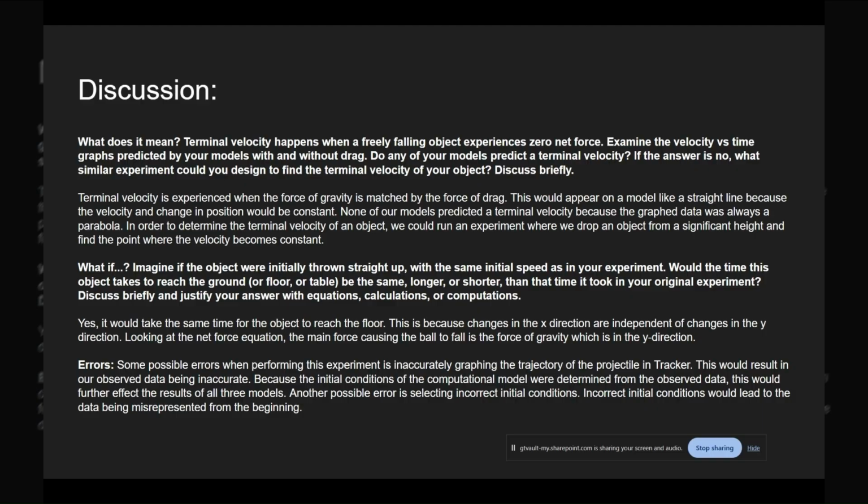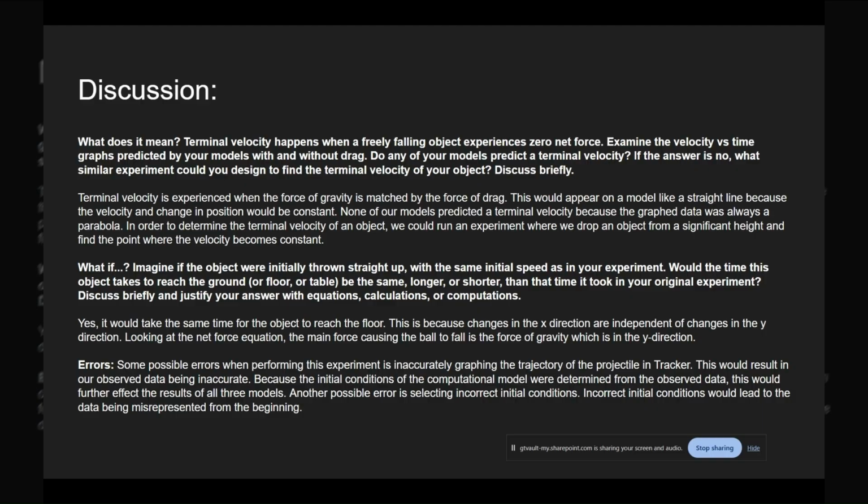To answer the second what-if question, yes, it would take the same time for the object to reach the floor if we threw it straight down to the ground rather than across like in the original experiment. This is because changes in the x direction are independent of changes in the y direction. Looking at the net force equation, the main force causing the ball to fall is the force of gravity, which is in the y direction, and nothing in the x direction affects anything in the y direction.